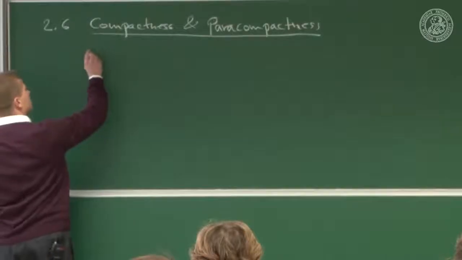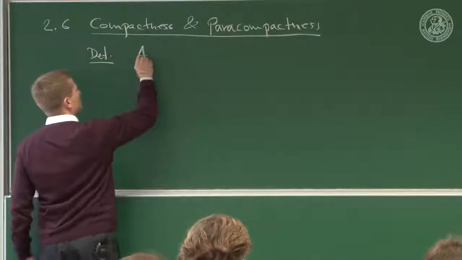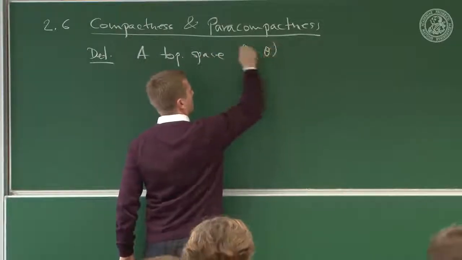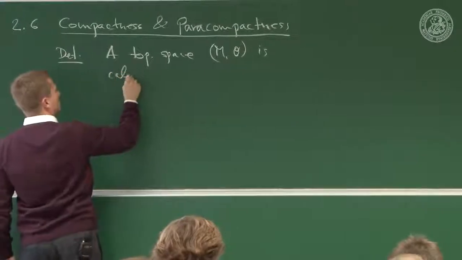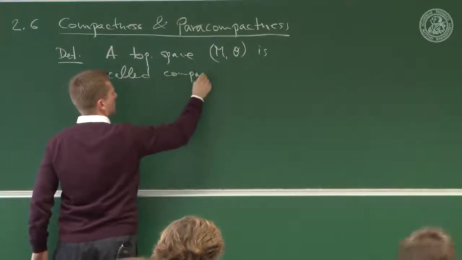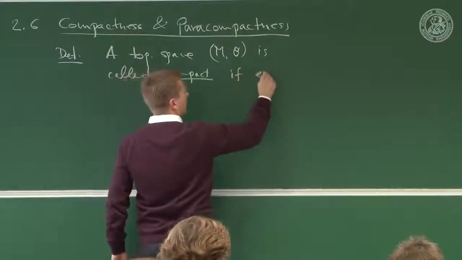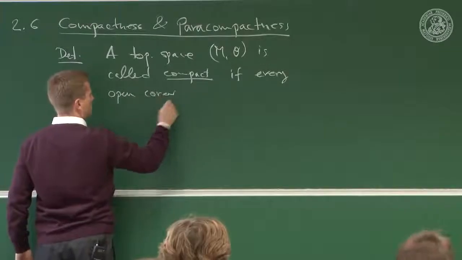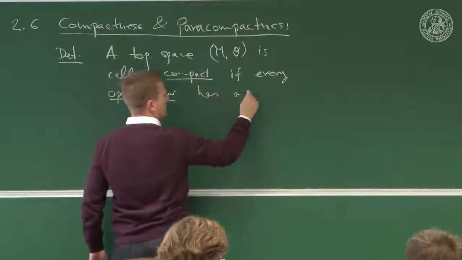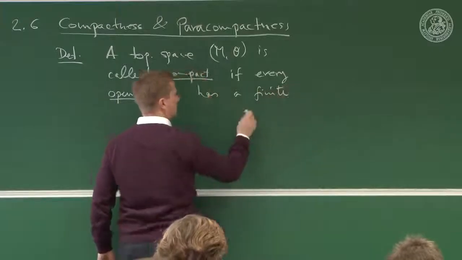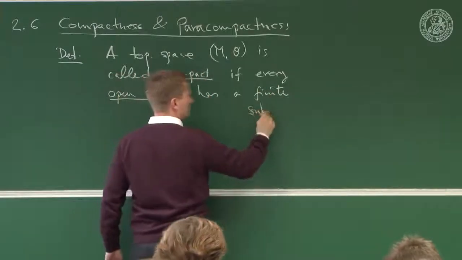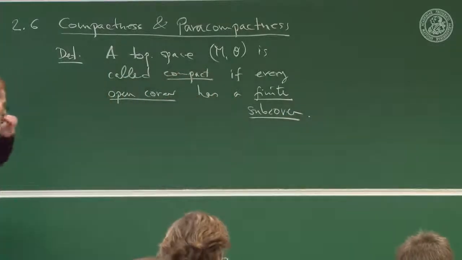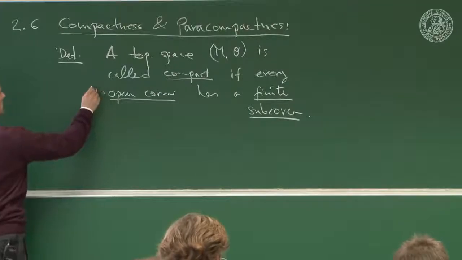But let's first start with the definition of compactness. A topological space M, O is called compact if every open cover has a finite subcover. What does that mean? What is an open cover to a topological space?